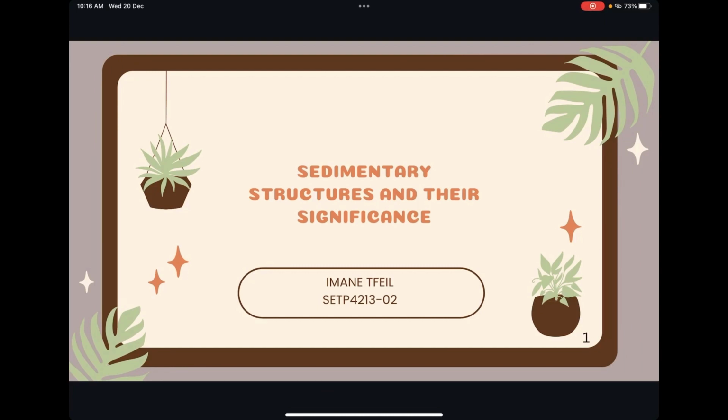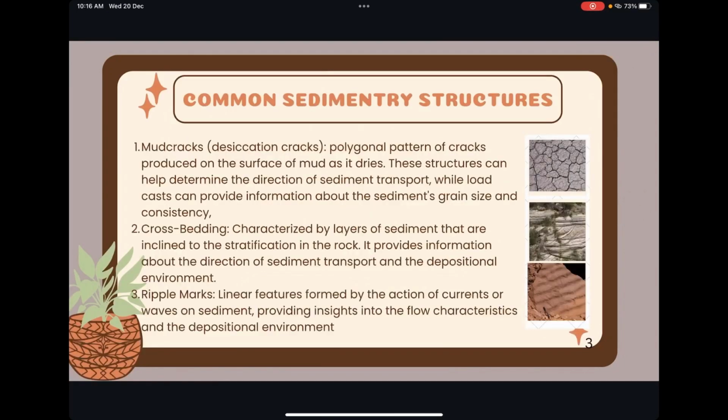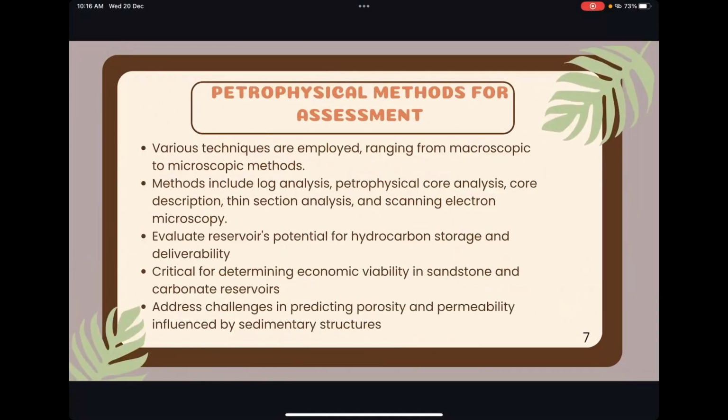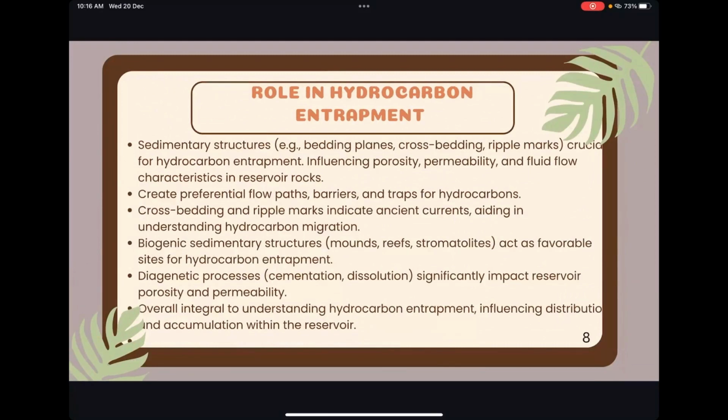So what do you mean by creating paths for the fluid to flow? Preferential paths. What kind of structure are you referring to? I mean, one second. Yes, like bedding planes, cross-bedding, and ripple marks. Okay. So in addition to the description that you made, I just want to highlight that, based on these kinds of structures, specifically the sedimentary ones, which are bedding planes and others, cross bedding will affect the permeability.